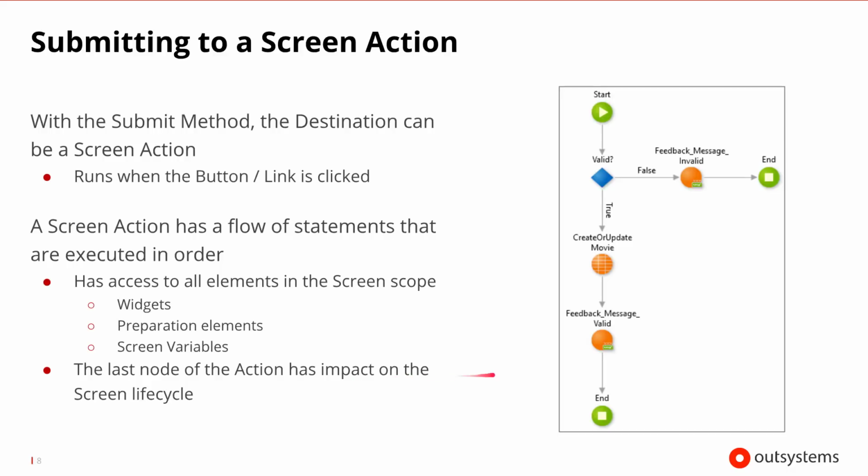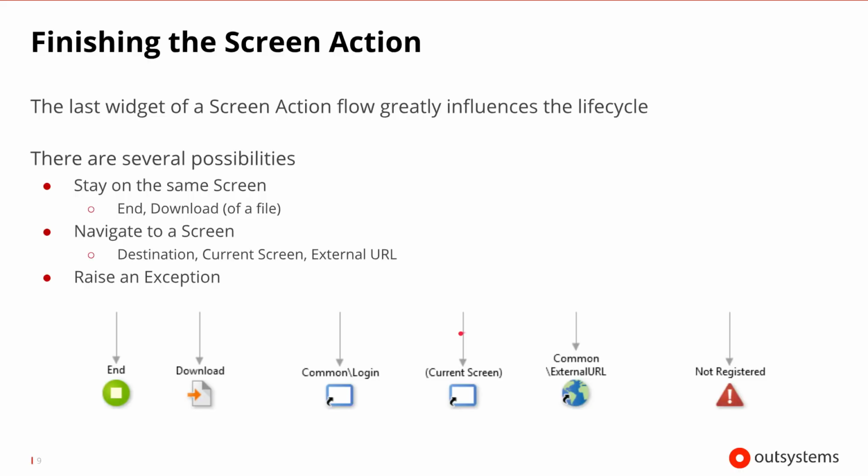Now the last node of actions will actually have an impact on the overall screen's lifecycle. So it's important to know when we finish, do we want an end node or do we want something different? When we get to finishing a flow for a screen action, flows can have lots of different end nodes. Some of those end nodes will stay on the same screen. Some of these end nodes would navigate to a different screen, and sometimes that's inside of our app. Sometimes we just navigate back to the same screen, or sometimes we navigate outside of our app. And sometimes we need to raise an exception.